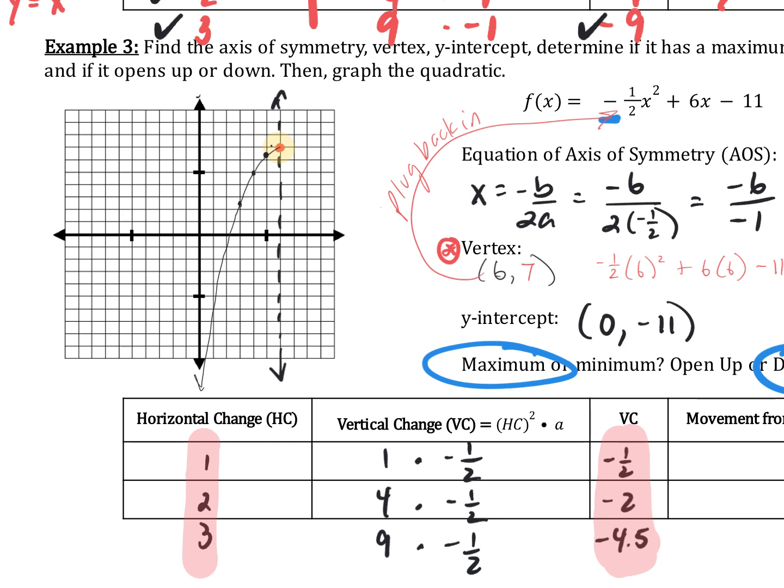It's kind of wide. All right, and I know that my y-intercept is somewhere down here, so I know I kind of have to go in that direction. And then I'm going to do the same thing on the other side. Right 1, down a half. Right 2, down 2. Oops, I messed up there. It's okay. And then I'm going to go right 3, down 4.5. Right here. So I'm going to go like this. All right, and that is your parabola.